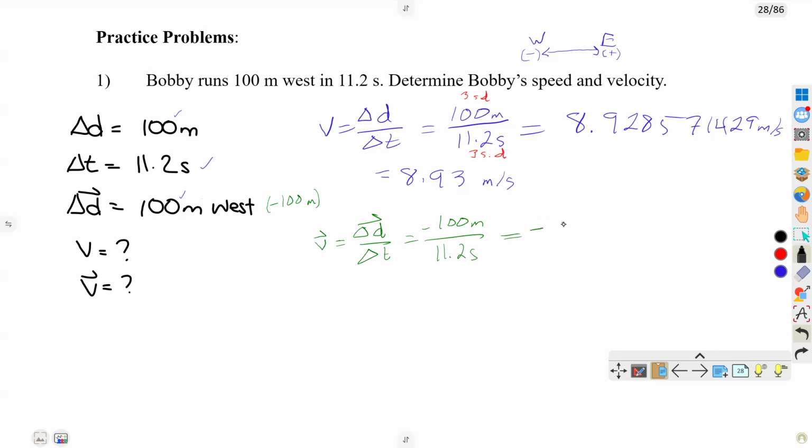So we would say negative 8.93 meters per second, or 8.93 meters per second west. So either of those would be good.